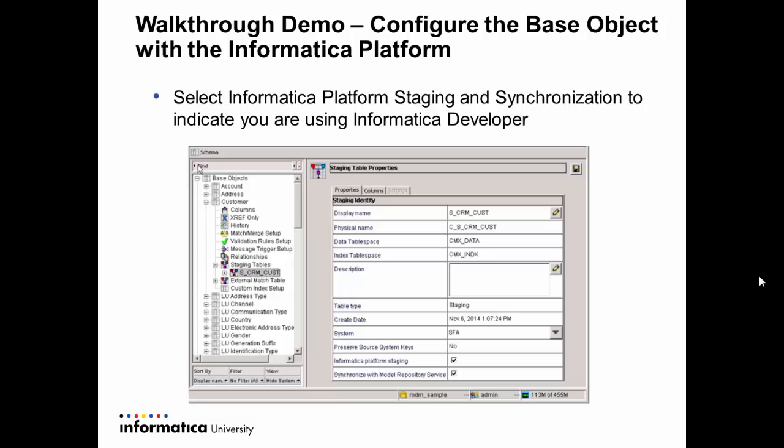We need to configure the staging table to say that we are connecting it or synchronizing it to the Informatica platform. Why? Because remember, it's an option. You don't have to use this at all. You can keep landing and staging data as you did in version 9.x of MDM. With version 10 as an option, you can do it through the platform, and these are the settings that you would have to set.